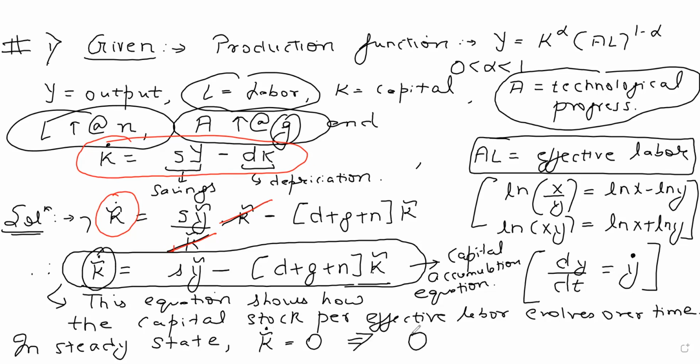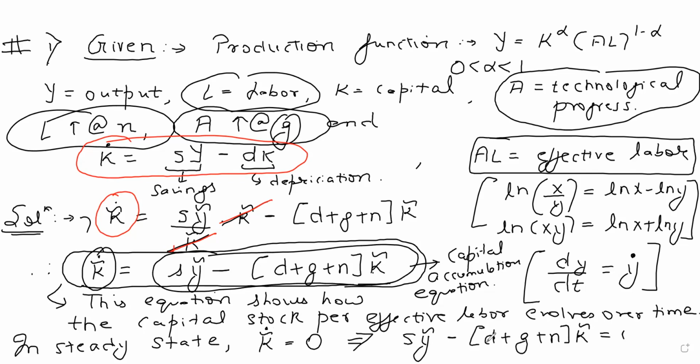0, or I can say, what is my k tilde dot? This whole expression. So this implies s y tilde minus (d plus g plus n) times k tilde should be equal to 0. Remember, this whole expression was k tilde dot equal to 0.